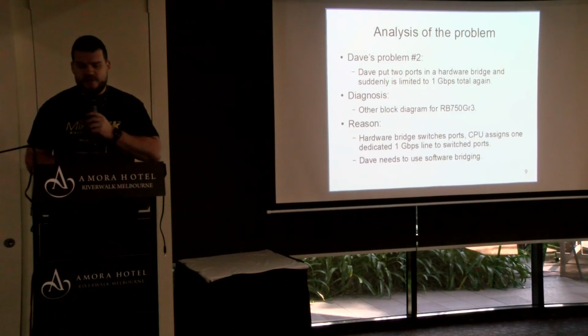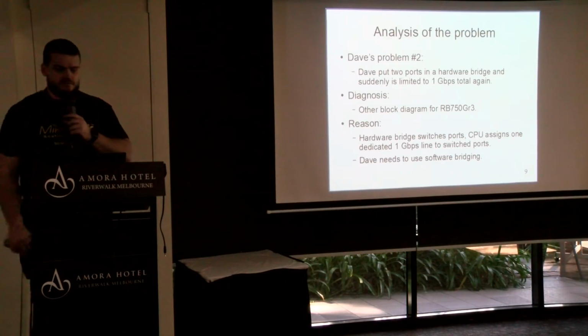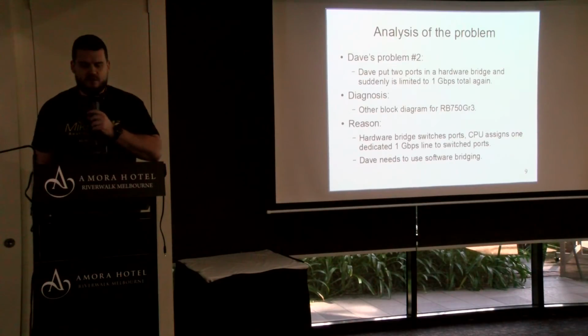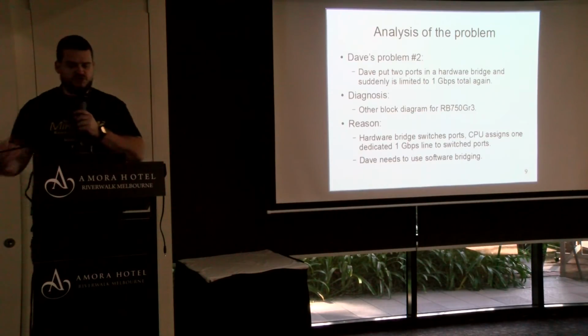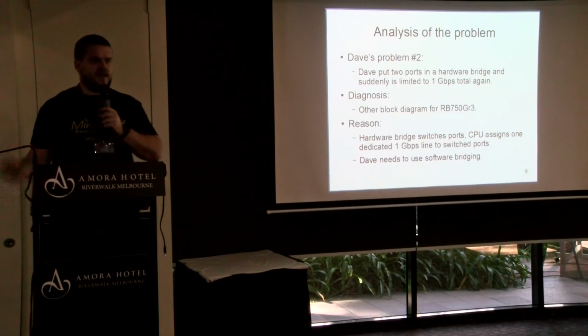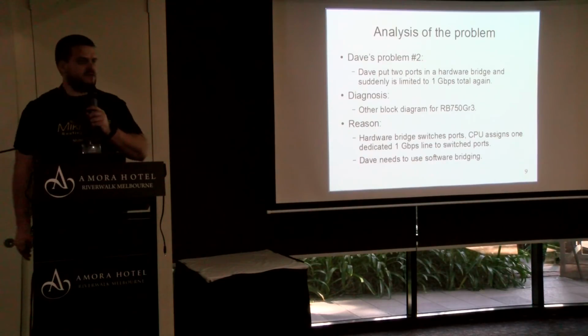Okay, so time goes by. The next problem that Dave has: he reads about the new hardware bridge or switch option of this device. So he switches two of the ports for his needs, and suddenly his connection that he fixed is back to this 1 gigabit half duplex.